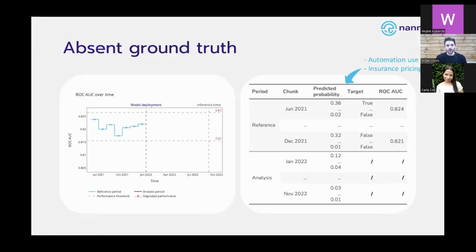So again, in summary, there are 2 issues that cause silent model failure, which are covariate shift and concept drift. Both can also interact with each other. And then there's this third dimension, which makes it hard to monitor machine learning models, and that is the availability of the ground truth.